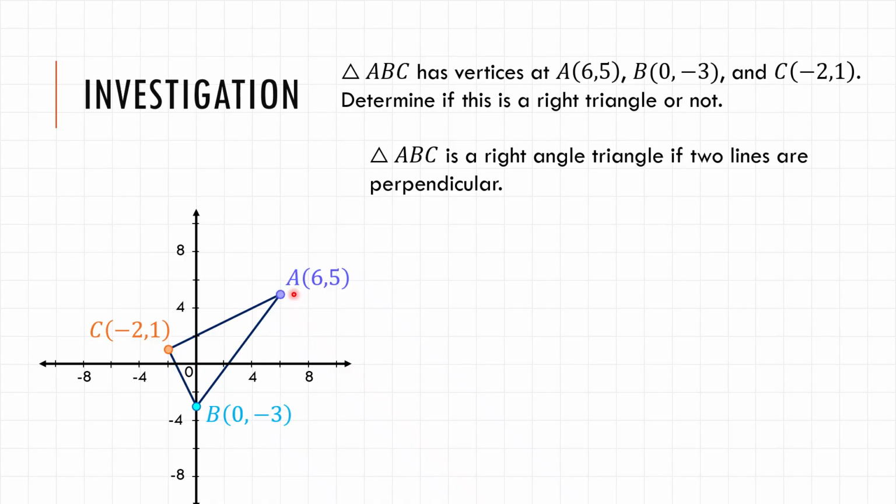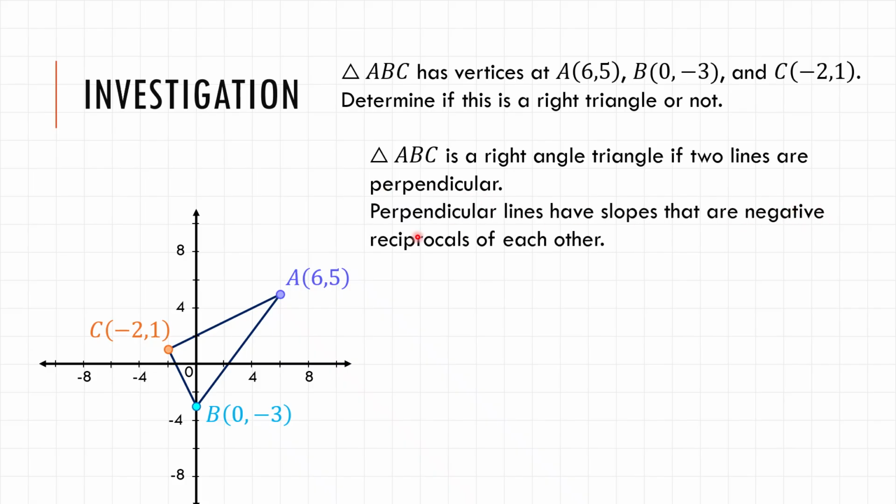One thing you should know by now about perpendicular lines is that if you find out the slope of those lines, they should be the negative reciprocals of each other. So what does that mean? Well, it means that if I can find out the slope of line A to B, or the slope of line A to C, or B to C, in fact all three of those, I can then compare them to see if two of them are negative reciprocals.